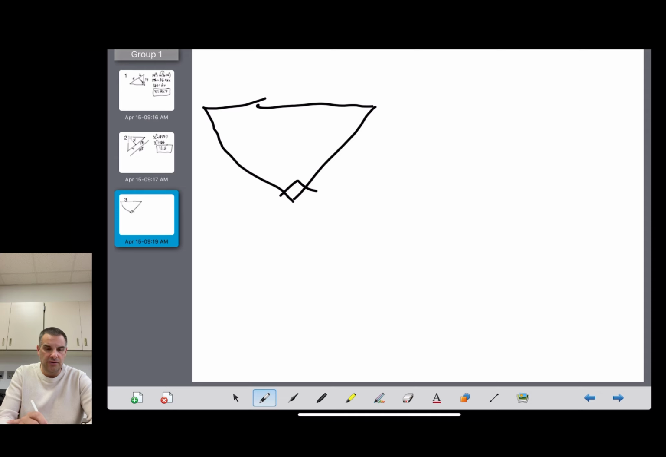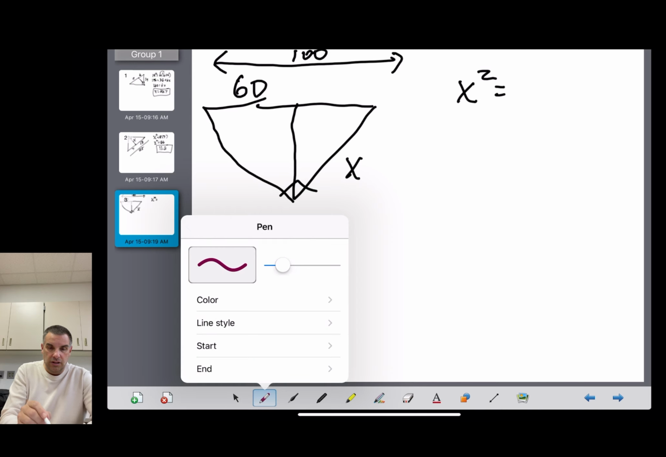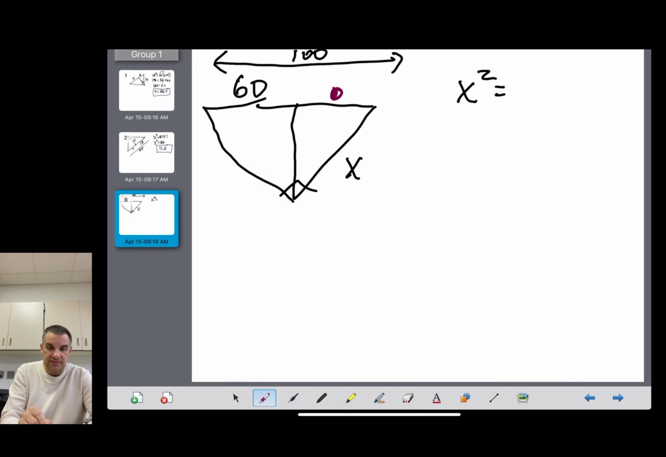Let's look at another one. There's my nice right angle. There's my altitude. There's my leg. I'm going to give you that this is 60 and this whole thing is 100. We want to find the value of x. So we're given a leg. So leg squared equals part times whole. Remember, when we're talking about part times whole, this is the part that I have to use. What's that part? Well, the whole thing is 100. This part is 60. So our part is 40.